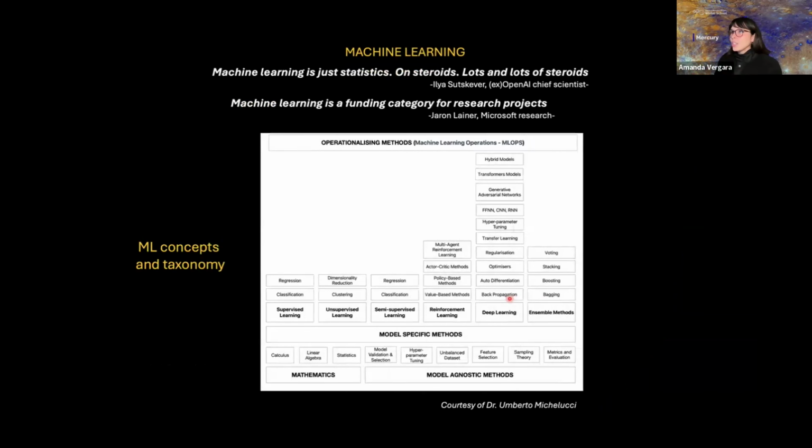Here you can see a chart of the different machine learning concepts and the taxonomy, going from the supervised learning and the unsupervised learning, which are under the more mathematical point of view of all these different techniques, using mainly calculus, linear algebra, and statistics. And then you have the model-based kind of approaches, including the reinforcement learning, deep learning, and ensemble methods.